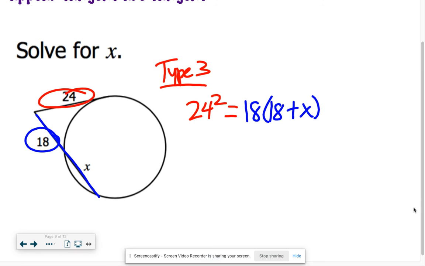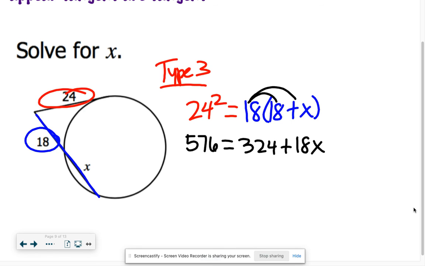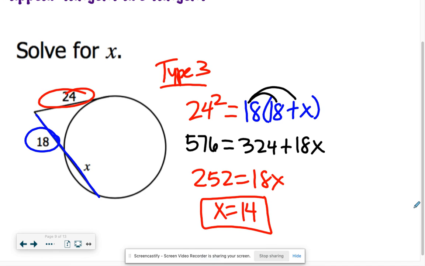And now we just algebra our way out of this. 24 squared, so 24 times 24 is 576. Distribute that 18. 18 times 18 is 324. 18 times x is 18x. Subtract over that 324, should get 252 plus 18x. Divide out, and we should get 14. We love a whole number, don't we, folks?